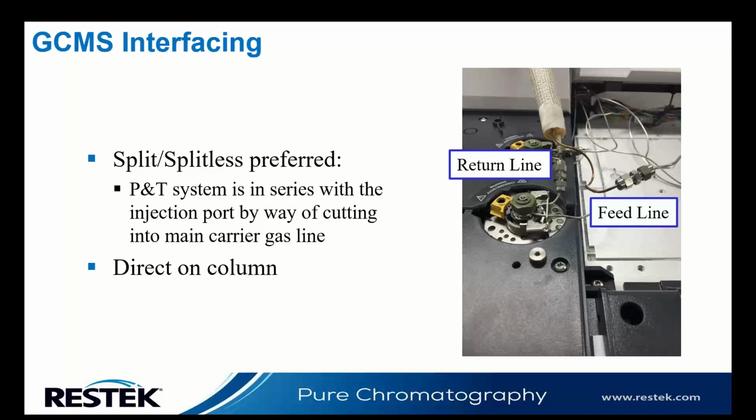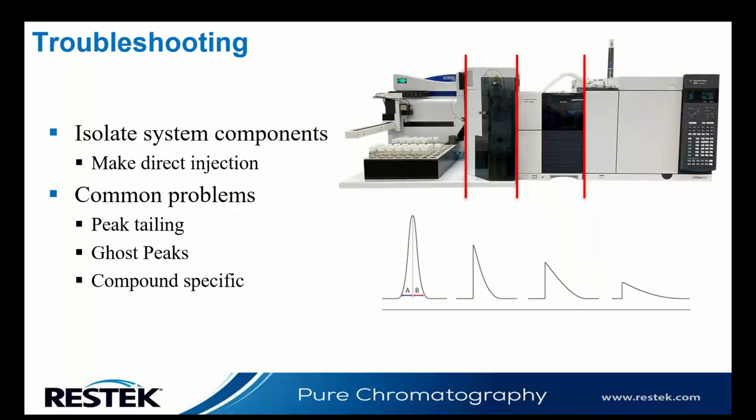So we do have direct on column as well, but that's less common. That's much less common, and also you are more prone to dead volume with that. This allows us to do a split in the inlet, and we can adjust that split with the software quite easily. So for troubleshooting, we want to isolate the different system components.